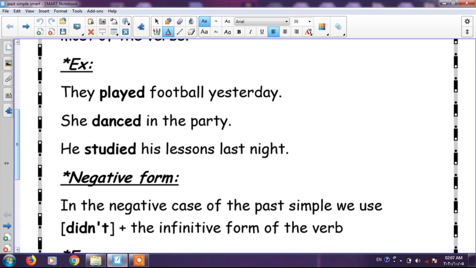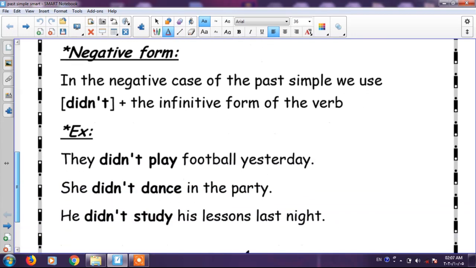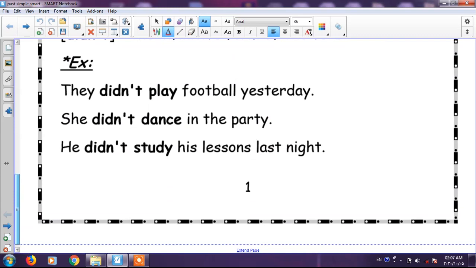Okay, this is for the positive form. For the negative form, in the past tense, we use didn't. And after didn't, we put the verb in the infinitive form. What is the meaning of infinitive form? The verb as it is, the first form of the verb, or the verb without any additions. So, the negative form, I use didn't. And after didn't, the verb comes in the infinitive. For example, they didn't play football yesterday.